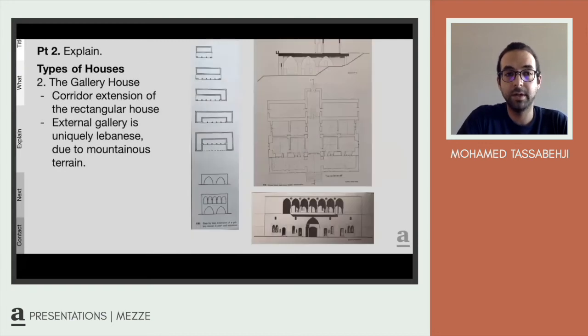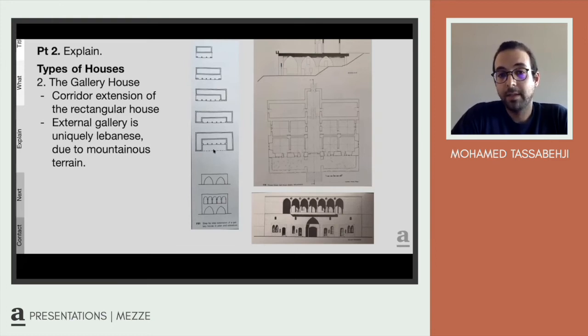The next house that the author talks about is the gallery house. And this is just a logical extension of the rectangular house. So the gallery is basically a corridor. If you look at the drawing in the center, it's showing you how you have a corridor with a colonnade that connects several rooms. And there are several permutations of how that looks.